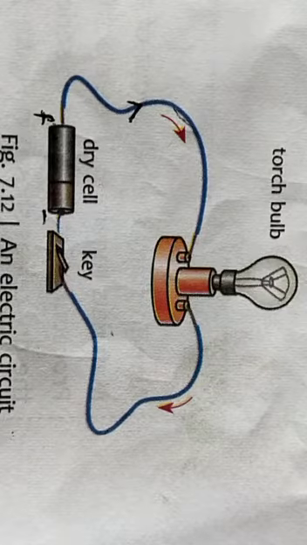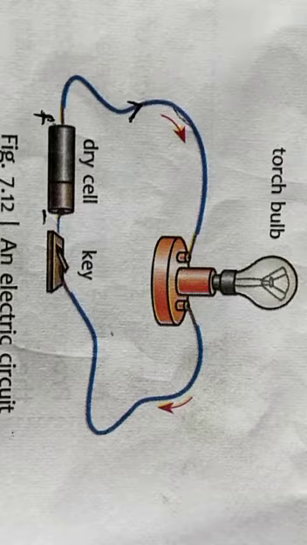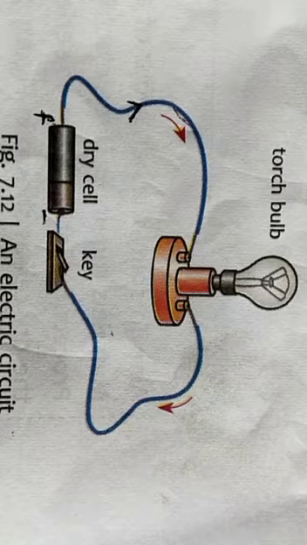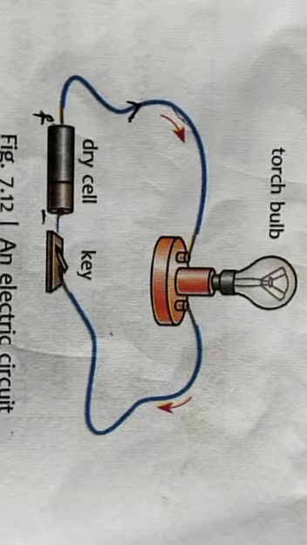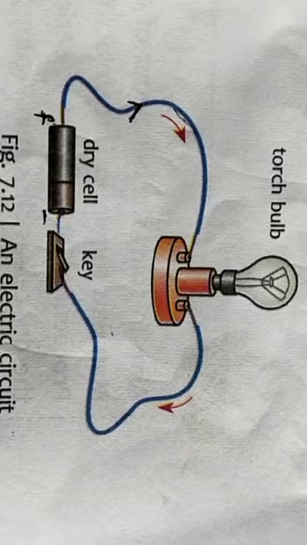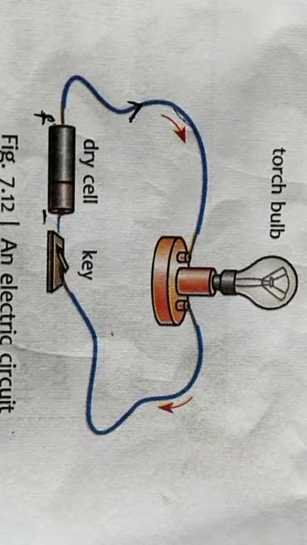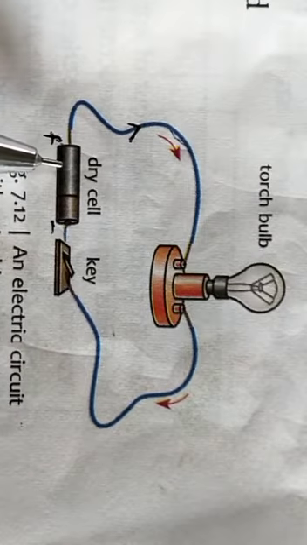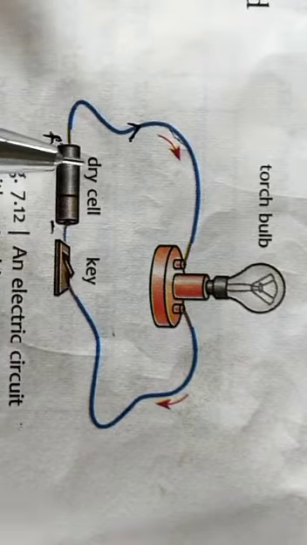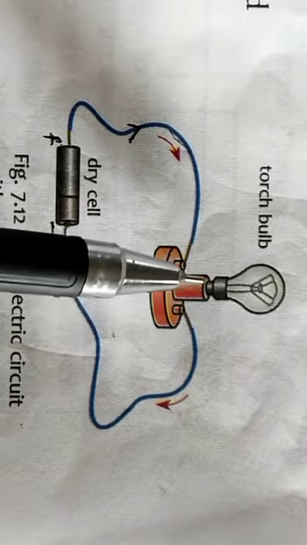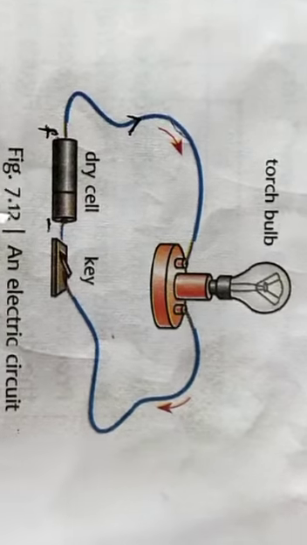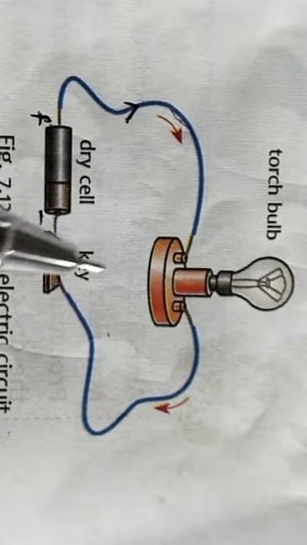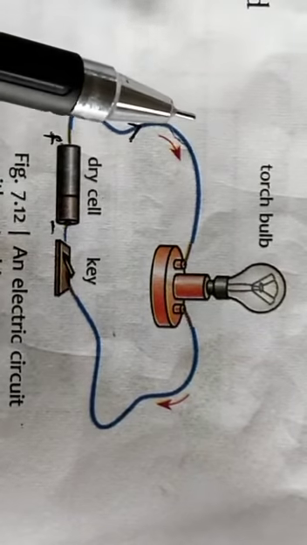Let me tell you what is an electric circuit. A closed path in which the current flows is known as the electric circuit. A simple electric circuit consists of a source of electric current. Here you can see, this is the battery, the source of electric current. The electrical devices such as the key and the bulb, and the connecting wires.